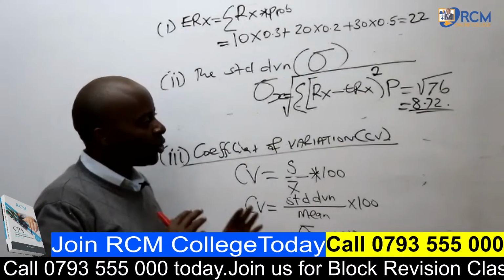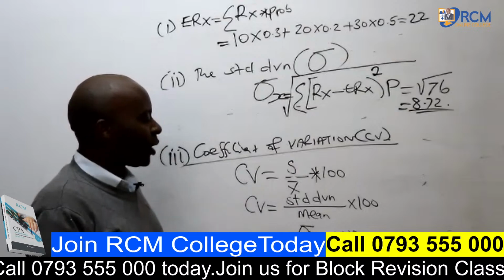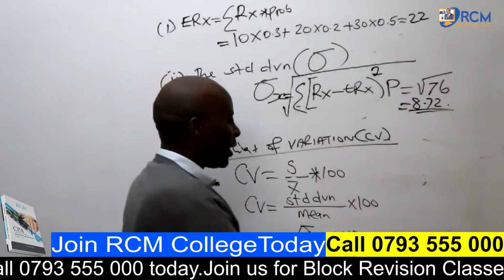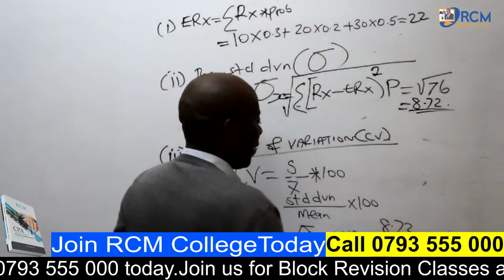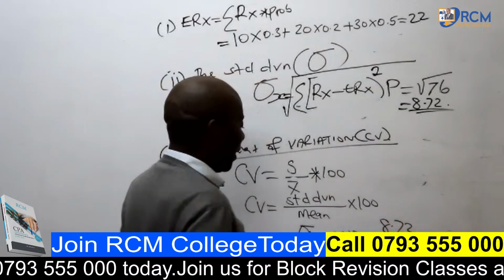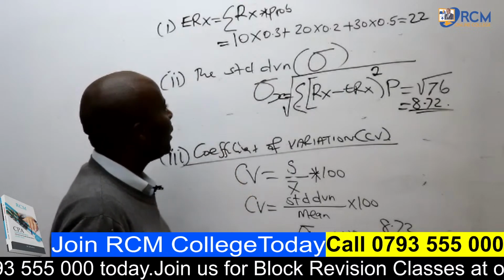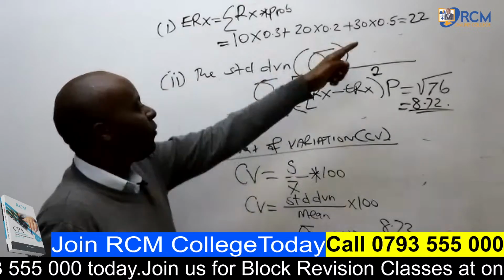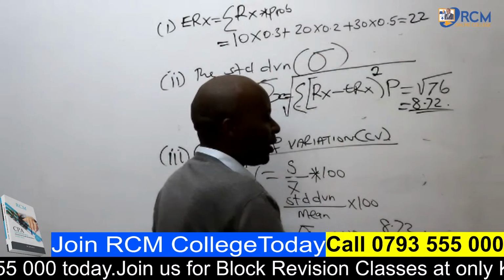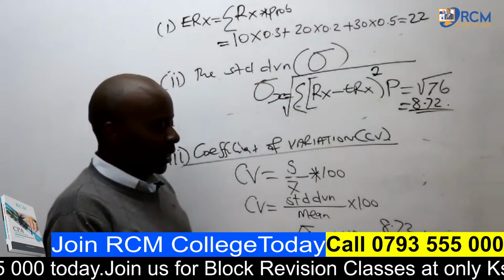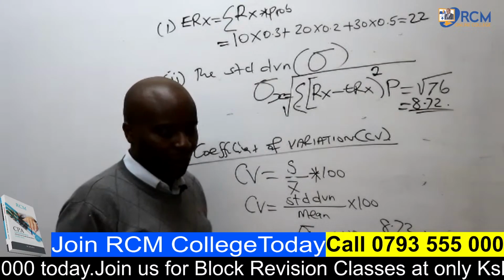So now please try to plug in the figures. The standard deviation that we have here is 8.72 divided by ERX. What do we have over here for ERX? You guys gave me a figure of 22. So 8.72 divided by 22 times 100.